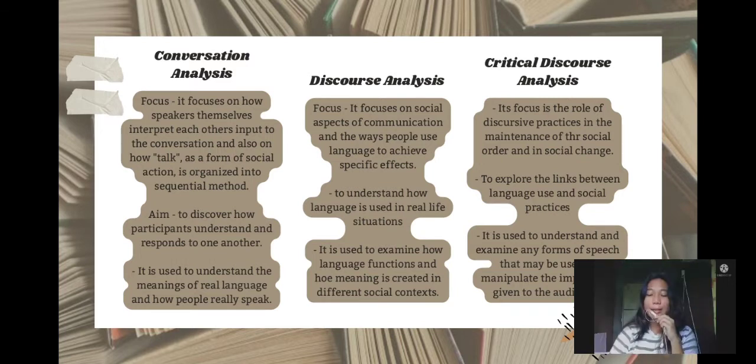So, as you can see, here are the three types of interaction analysis. First is conversation analysis. It focuses on how speakers themselves interpret each other's input to the conversation and also on how talk as a form of social action is organized into sequential method. The aim is to discover how participants understand and respond to one another. It is used to understand the meanings of real language and how people really speak.